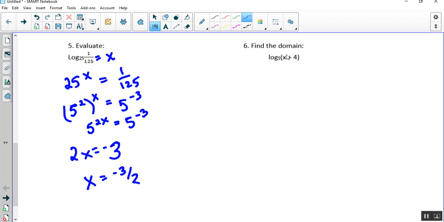In number 6, we're trying to find the domain. Remember that the input for the logarithm has to be greater than 0. So you just take that input, x plus 4, and you set it greater than 0. And you get x is greater than negative 4, which in interval notation would be from negative 4 to infinity.